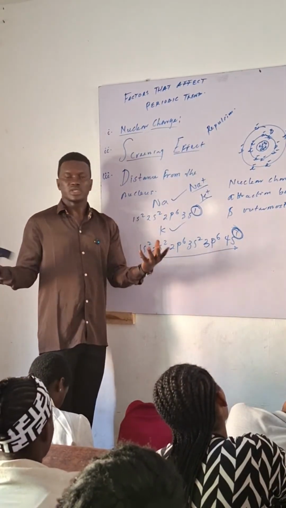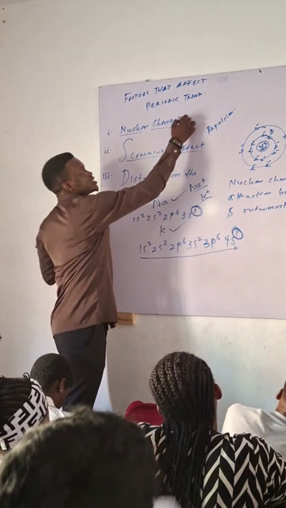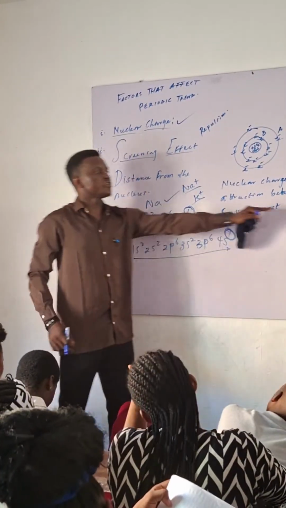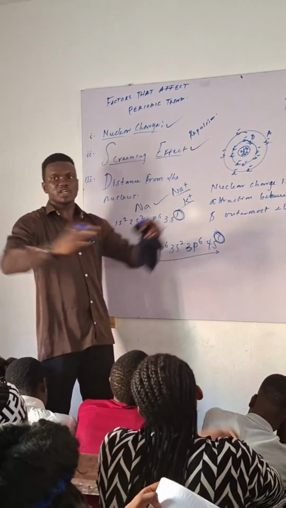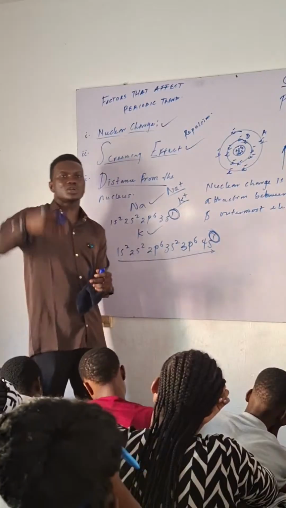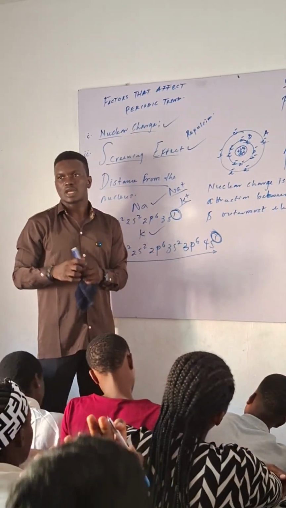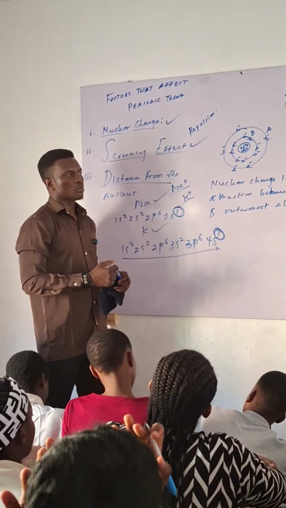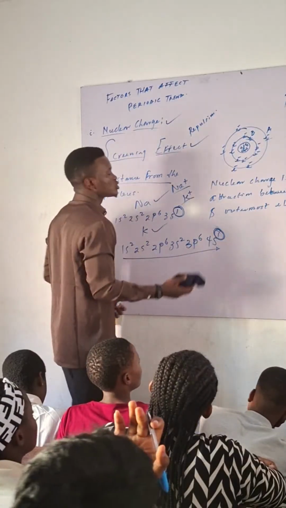I hope you're following. So now, let's talk about those periodic trends. Do you understand the difference here now? Nuclear charge is what? An attractive force. Abi? Screening effect is what? A repulsive force. While distance is just talking about the position of the valence electron from the nucleus, how far the electron is from the nucleus. And the farther it is, the easier it is to remove.